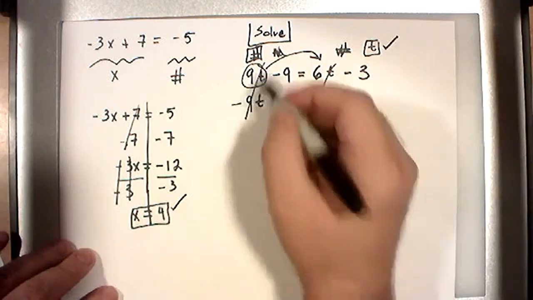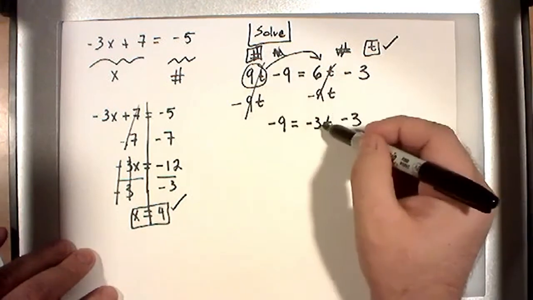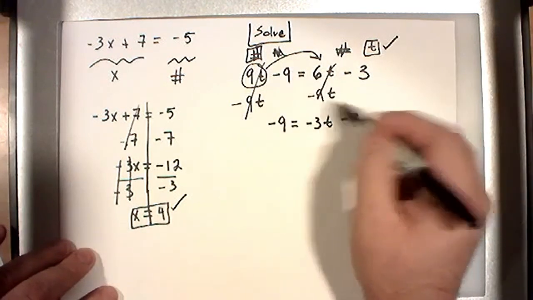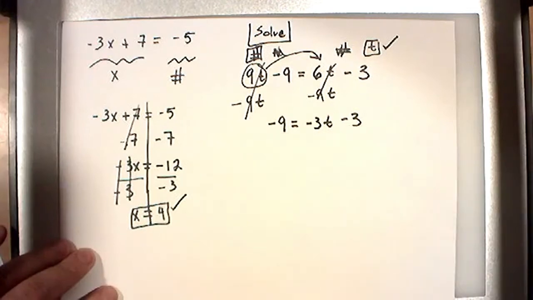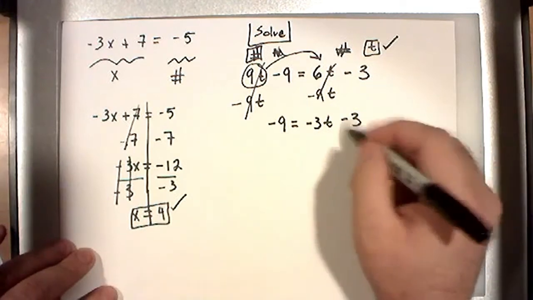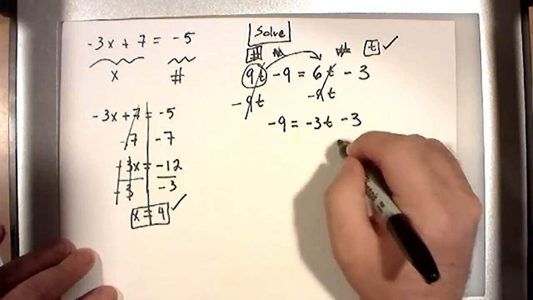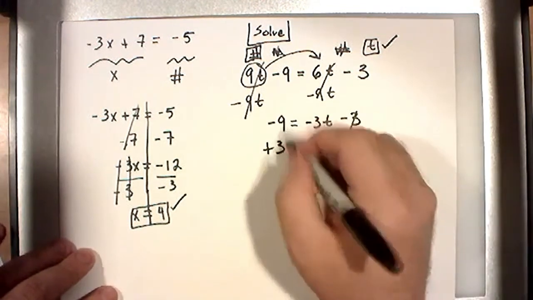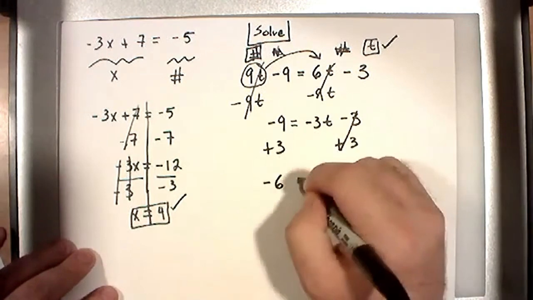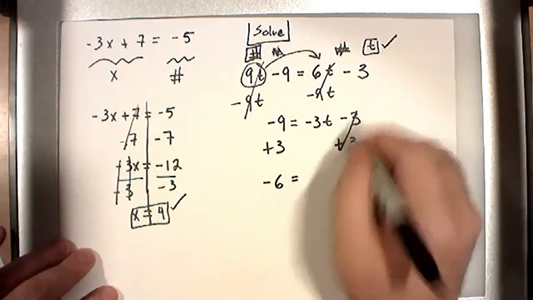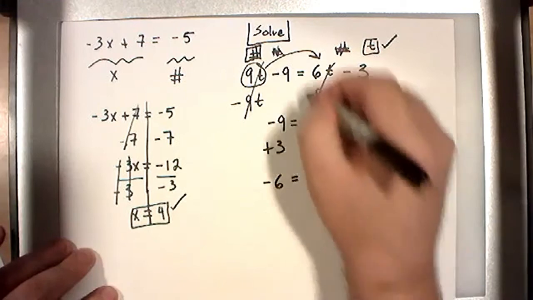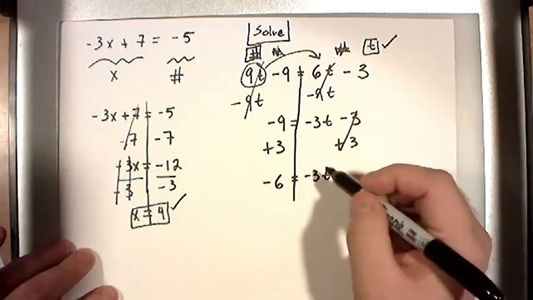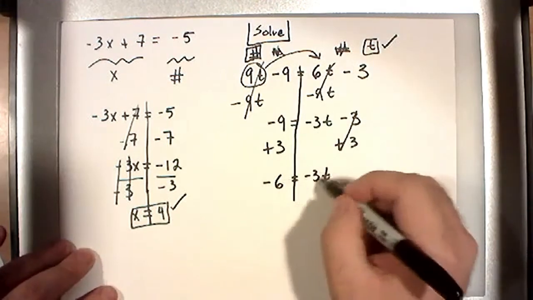Good. Now I need to get my numbers together on the left. So this negative 3 needs to move, and that negative 3 needs to move. Which one am I going to get rid of first? Probably the plus and the minus. It's just a little bit easier. So to get rid of the minus 3, I'm going to add 3 to both sides. Watch your negatives here. Negative 9 plus 3 is negative 6. Equals, this is gone, so it's just negative 3t. Again, if you like that line down the middle, feel free to draw it. Now I have negative 6 equals negative 3t.